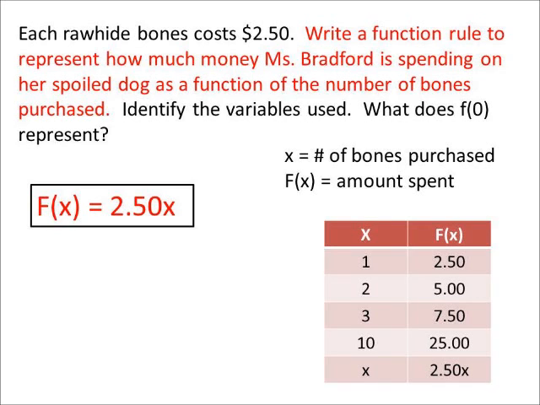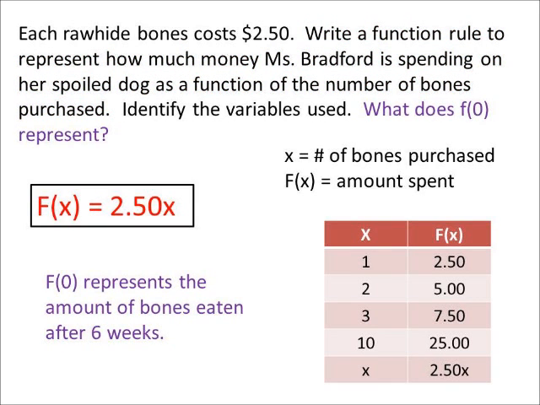Now, I still have one final part to do in my problem. I need to figure out what f of 0 represents. In this case, x represented the number of bones purchased, and f of x was the amount spent. So they replaced x, the number of bones purchased, with 0, so I'm purchasing 0 bones. So f of 0 would tell me how much I spend on 0 bones, which in this case would be 0, and a very sad dog.